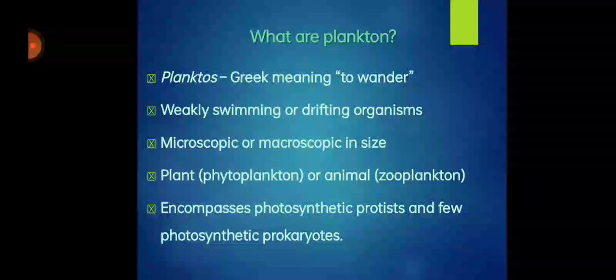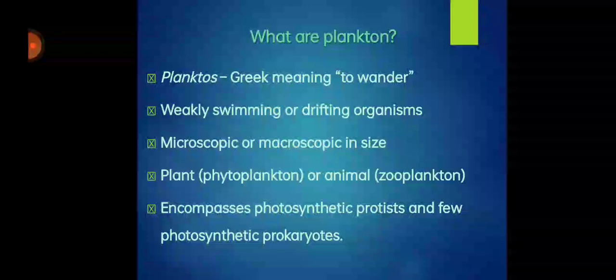Now, plankton can be both microscopic or macroscopic in size. Few phytoplankton are macroscopic, but the majority of zooplankton are macroscopic. So obviously, the plant forms are called phytoplankton and the animal forms are called zooplankton. Phytoplankton encompasses the photosynthetic prokaryotes and the photosynthetic protists.